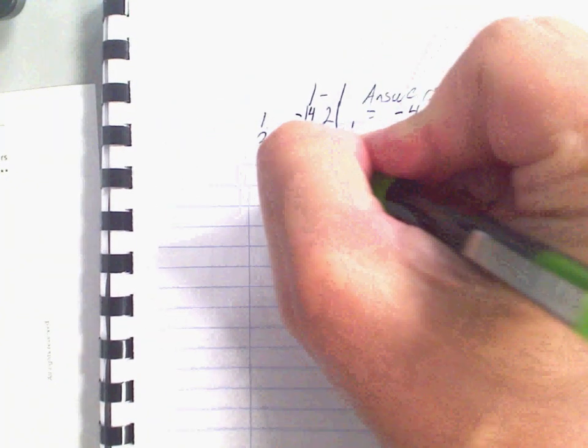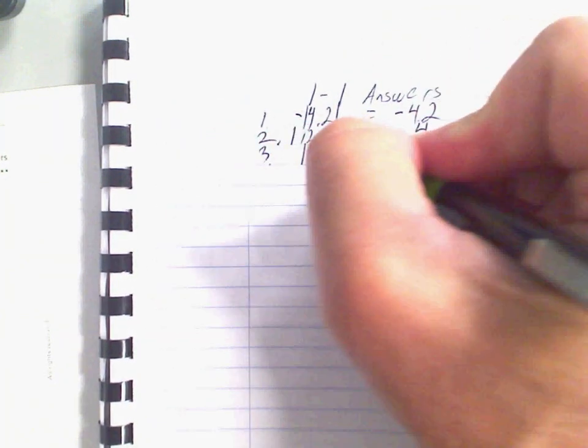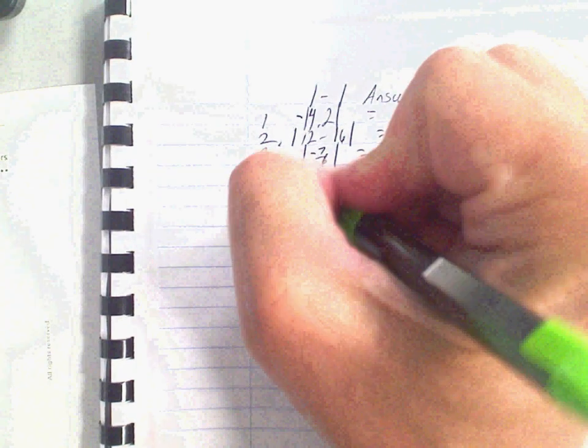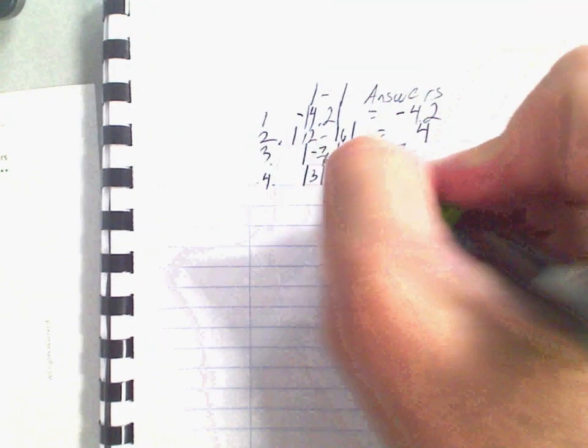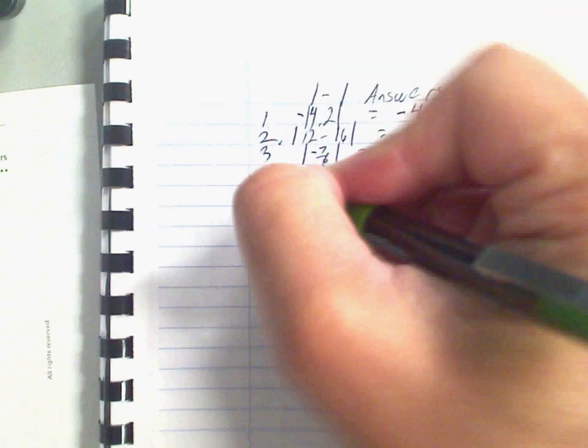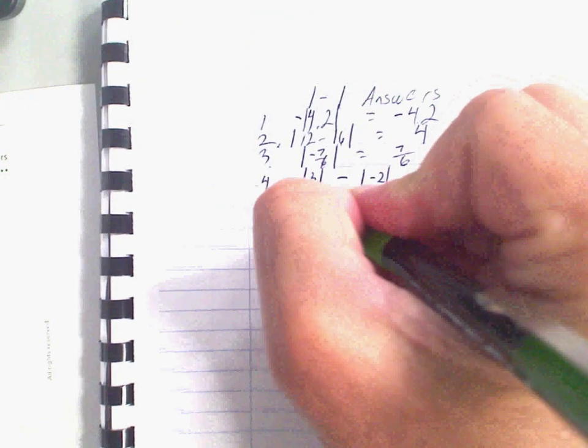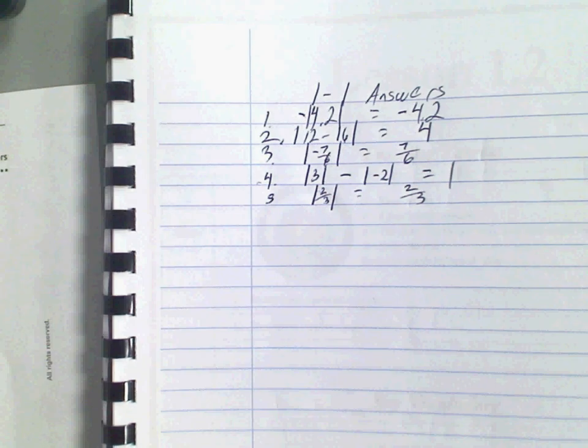3, the absolute value of negative 7, 6 is negative 7, 6, 4. The absolute value of 3 minus the absolute value of negative 2 is just 3 minus 2, so is that 1? 5, the absolute value of 2/3 is 2/3.